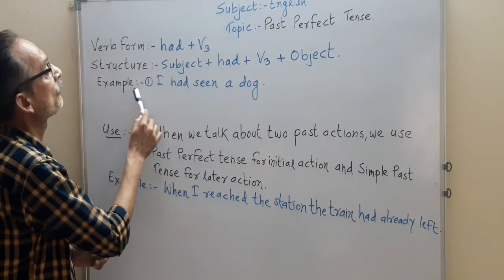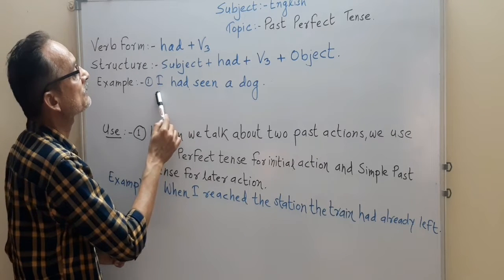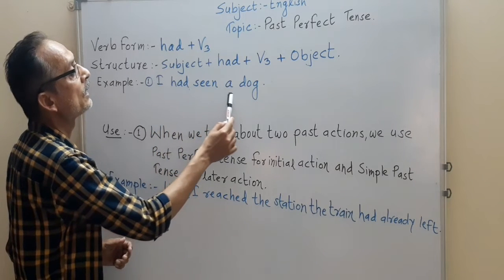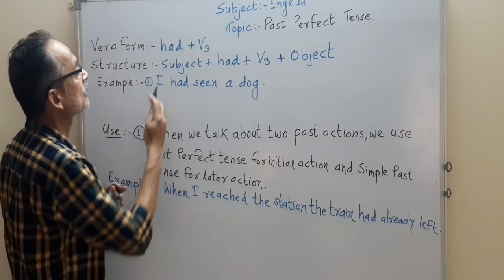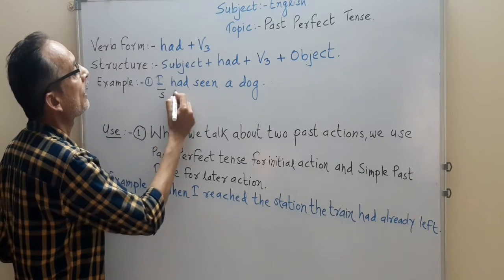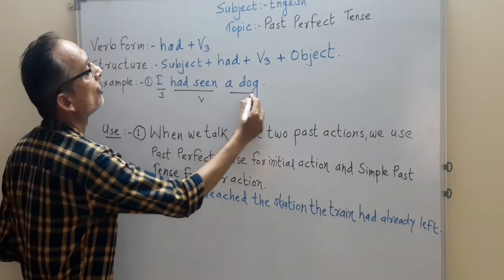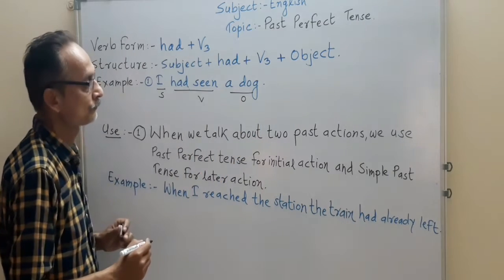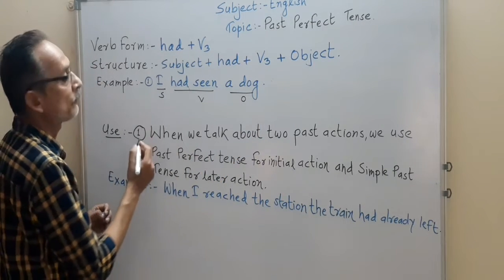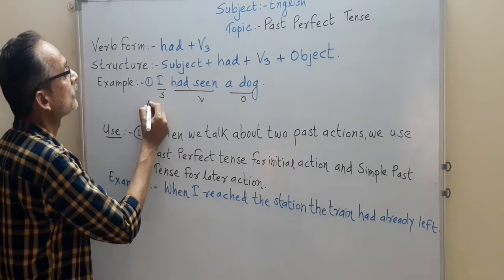Let me say an example of past perfect tense. I had seen a dog. Here I is the subject, had seen is the verb, a dog is the object. Now in that way you can write other examples also.